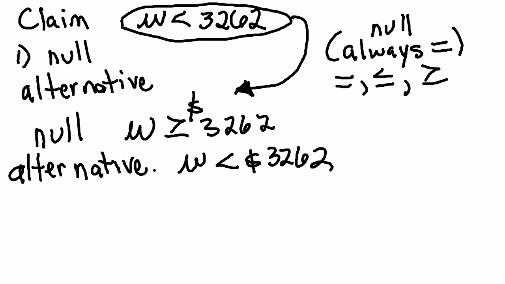Okay, so that's how you determine your hypothesis, and that's why it's important you write down the claim first. So write down the claim. Whatever has the equal sign with it, whether it's equals, less than or equal to, or greater than or equal to, always goes with the null. Then the opposite is the alternative. So our claim here goes with the alternative, but it's not always the case. It could have been the null if it had the equal sign.